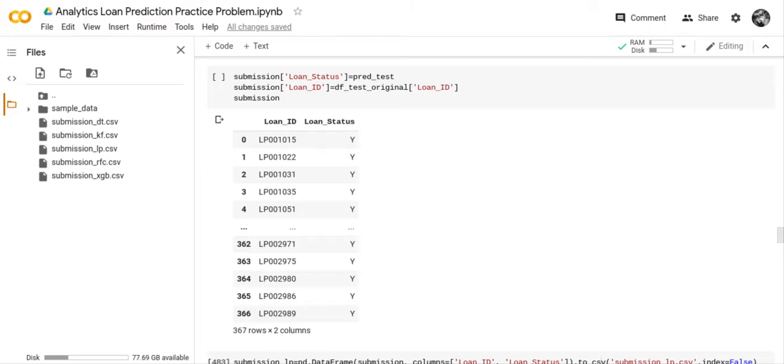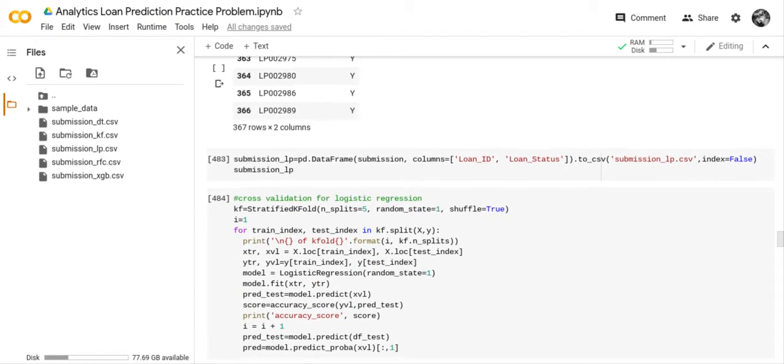Over here on the left side of the screen, you can see all of the submission files that I put together. The file that I created was called submission_lp.csv.